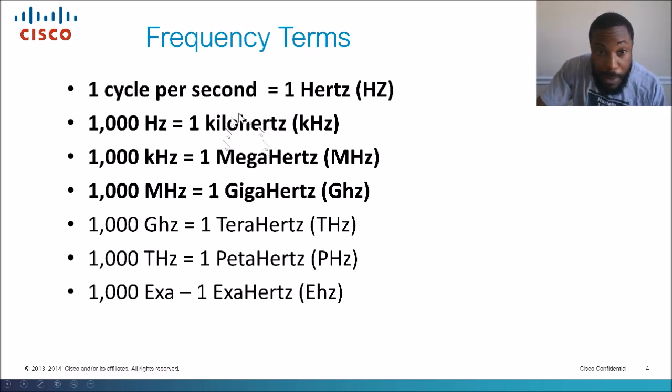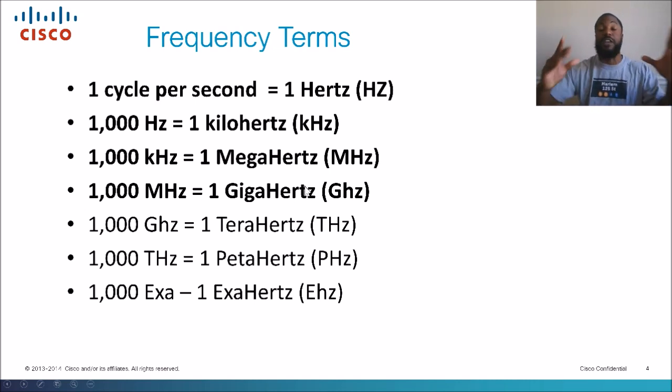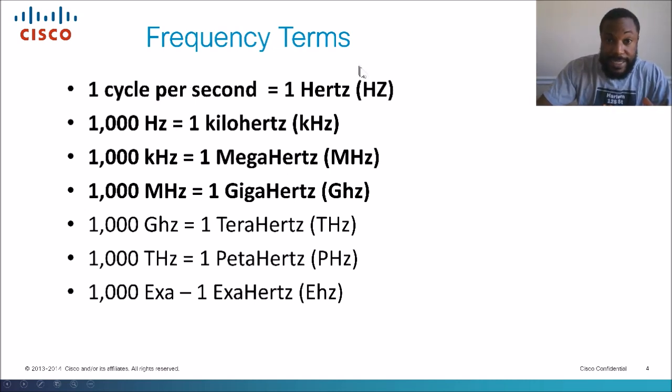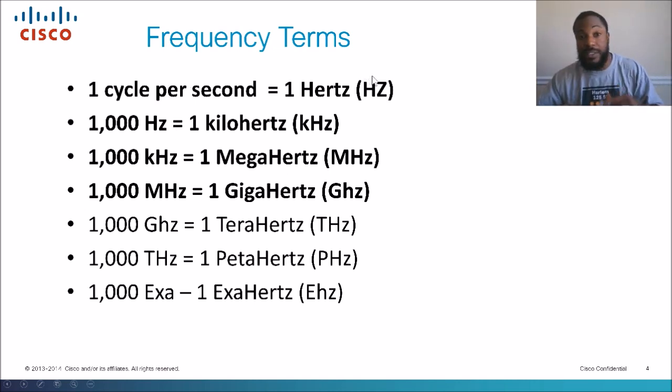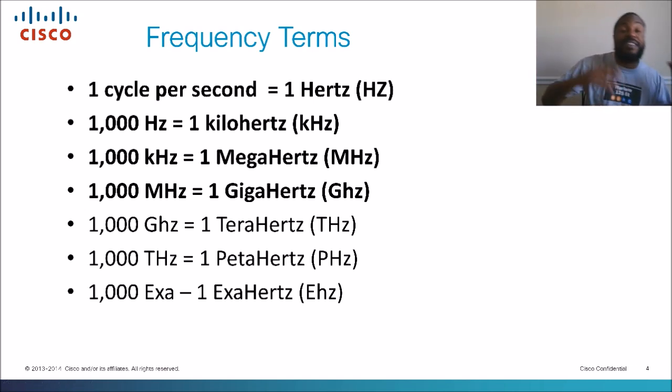Matter of fact, we ain't even worried about these first three in the bold. We're worried about gigahertz, right? So again, one hertz is one cycle a second. 1,000 hertz is a kilohertz. 1,000 kilohertz is a megahertz. 1,000 megahertz is a gigahertz, right? Remember these terms right here.